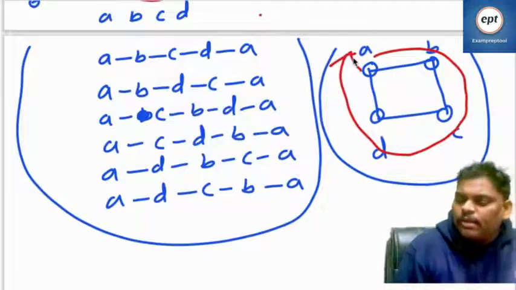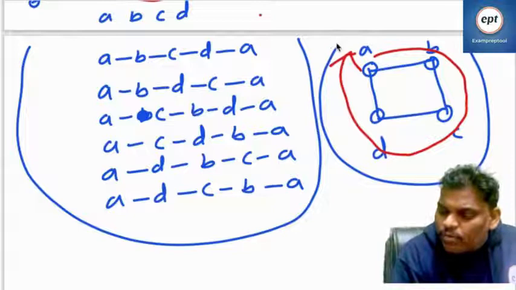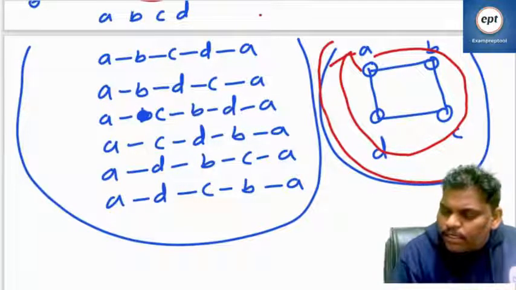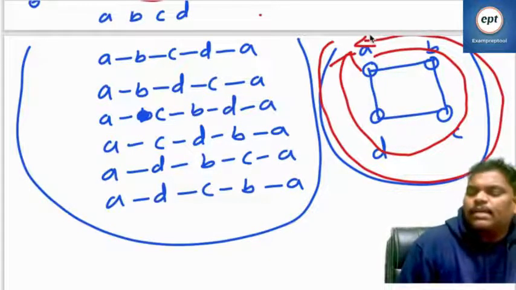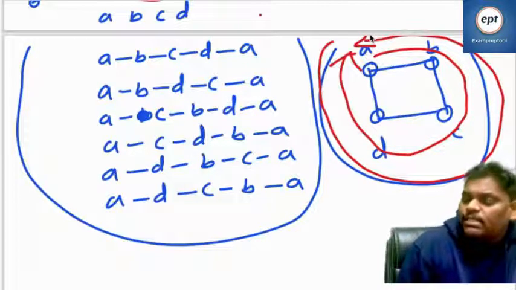This is the one cycle, right? If I go like this, because it is undirected, A to D, D to C, C to B. These two are one cycle only. Same thing in the reverse order. Same thing, because the edges are the same edges only.